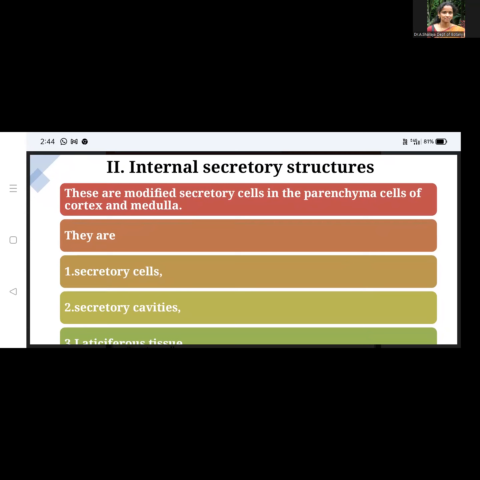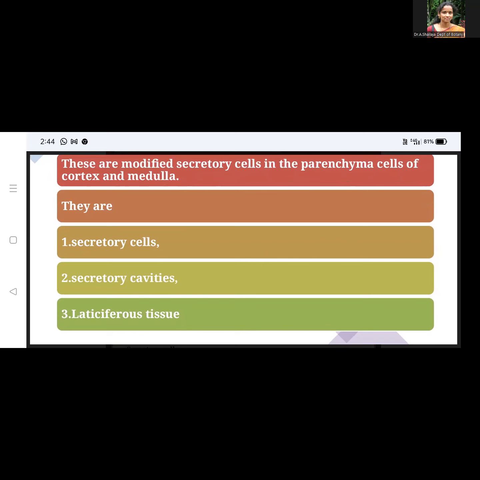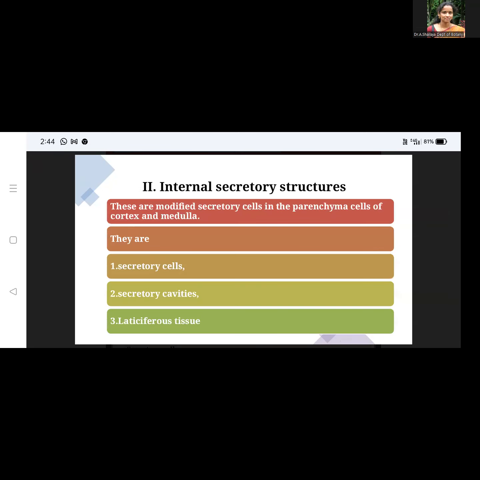So we are coming to the internal secretory structures. The external ones are all completed: digestive glands, osmophores, glandular hairs or trichomes, and hydathodes. Next, we are coming to the internal secretory structures. These are modified secretory cells in the parenchyma cells of the cortex and medulla. These are of three types: secretory cells, cavities, and the latex tissue. So these are all internal secretory structures.